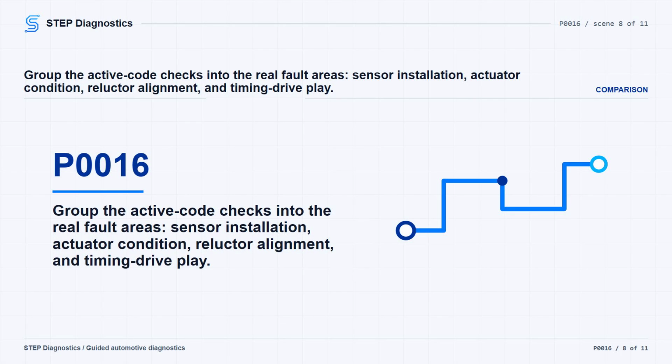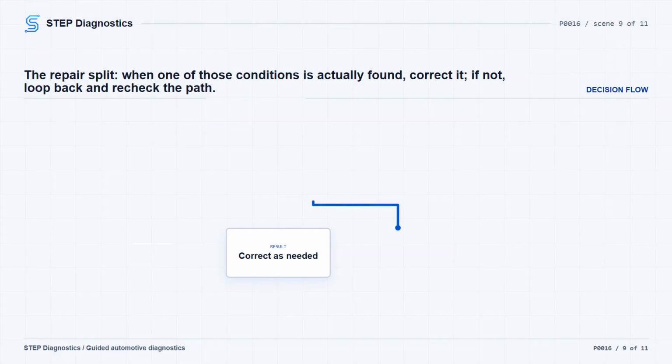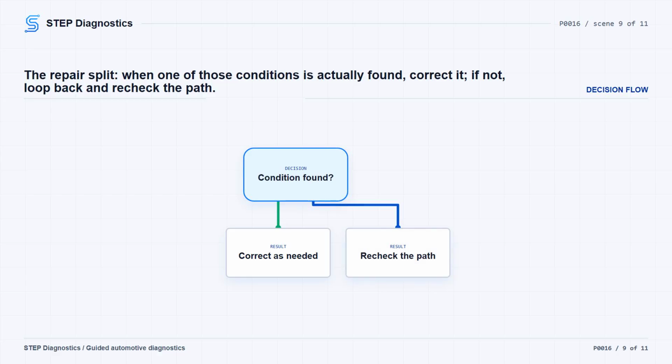With the vehicle off, look for the conditions that would directly disturb cam and crank correlation. Check that the camshaft position sensor and crankshaft position sensor are installed correctly. Check the camshaft position actuator solenoid valve for incorrect installation or a stuck open or stuck closed condition. Check for a misaligned crankshaft reluctor ring. Also check the timing drive for excessive play and make sure the belt or chain tensioner installation is correct. If you actually find one of those conditions, correct it as necessary.